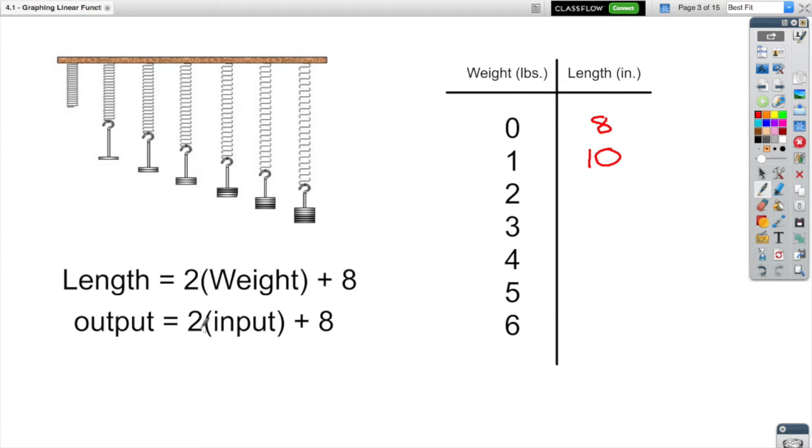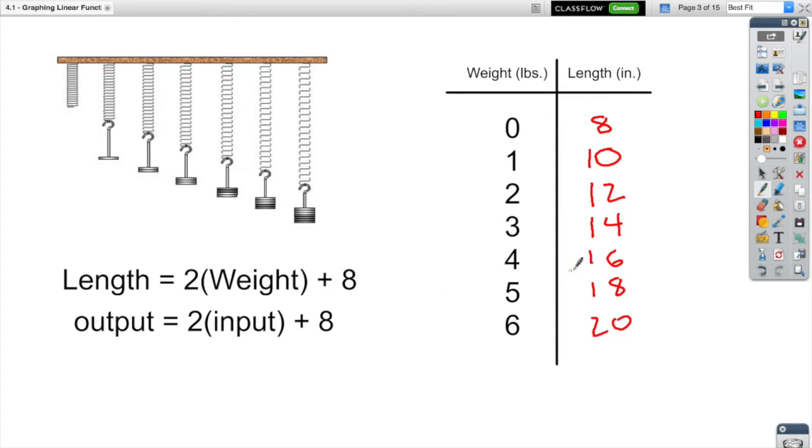weight of 2, well, 2 times 2 is 4 for the input, plus 8, which is 12, so the output is 12. And if we kept going, we would see a pattern emerge. This would be 14, 16, 18, 20, so on and so forth. So this is the idea of pulling data from what we call a linear equation or a function. Now let's take this one step further.